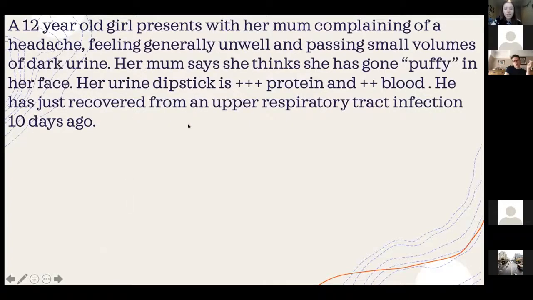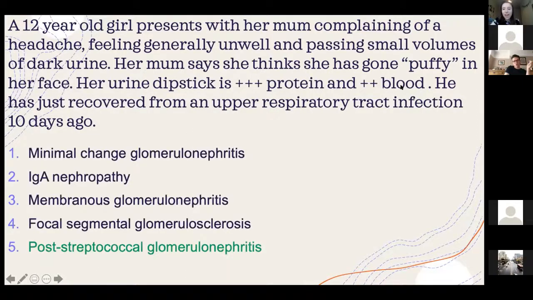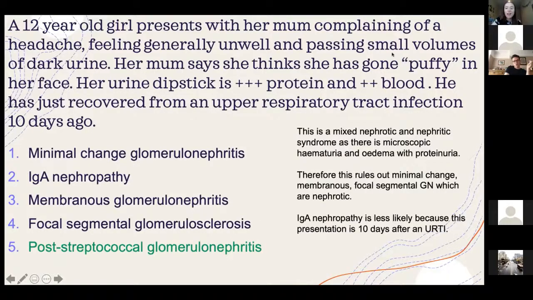12-year-old with the headache and dark urine and a bit of a puffy face. This is post-strep, which again, you guys got right on the chat. And this is because it's 10 days after her upper respiratory tract infection, which is slightly different to the earlier question of IgA nephropathy, because it's a much longer history. And because there's some features of both nephrotic and nephritic there, so she's a bit puffy, but she's also got some microscopic hematuria, that pushes post-strep to be most likely. And it rules out all the purely nephrotic or nephritic syndromes.